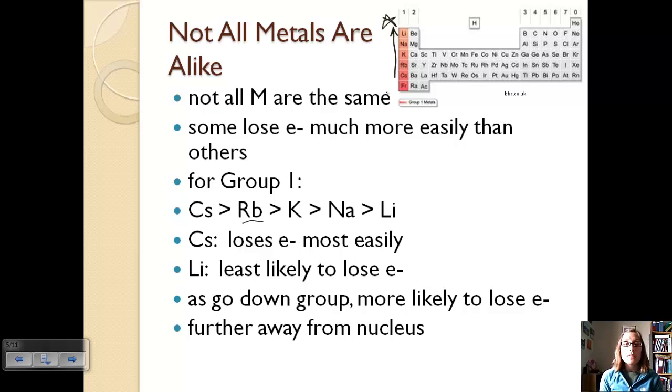And part of the reason for this is because if you remember when we talked about electron configuration, as we add more electrons to the atom, they get further away from the nucleus. So way down here at cesium, we have a lot more electrons than lithium, and so those outer electrons, those valence electrons, are further away from the nucleus, and they are more easily lost.